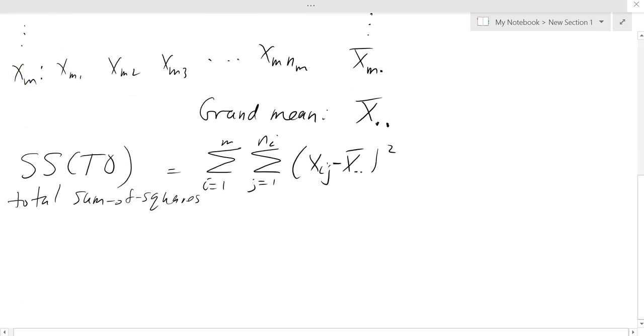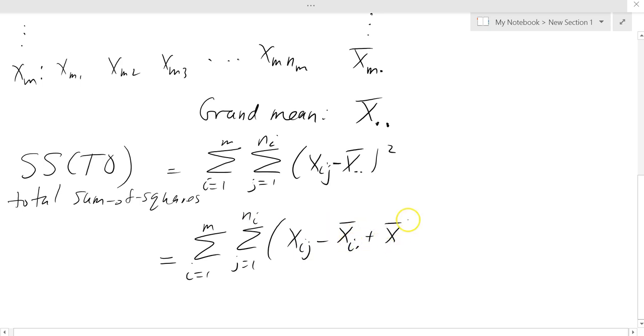Our goal here is to split this into 2 parts. Hopefully it'll become clear why we want to split it into 2 parts, but let's just do it and then talk about why. All right, to that end, let's split it into separate categories, if you will. I'm going to add and subtract on the inside here x bar sub i dot. I say i dot, I think about Illinois Department of Transportation, because that's where my brain goes.